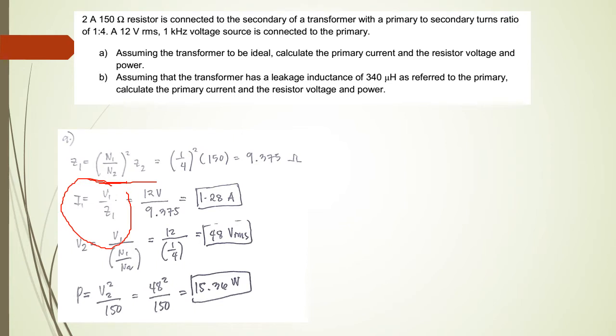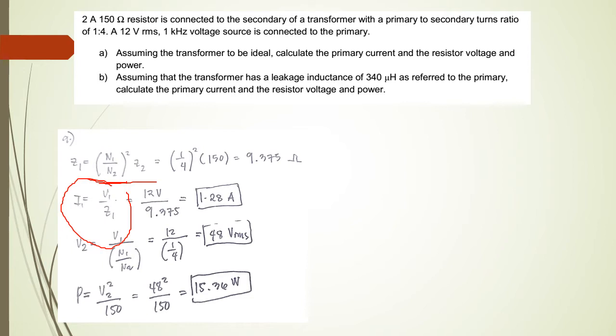Now the primary current, we have I sub 1 is equal to V1 all over Z1. So, we have Z1 already. So, we have 12 volts all over 9.375. We have 1.28 ampere.